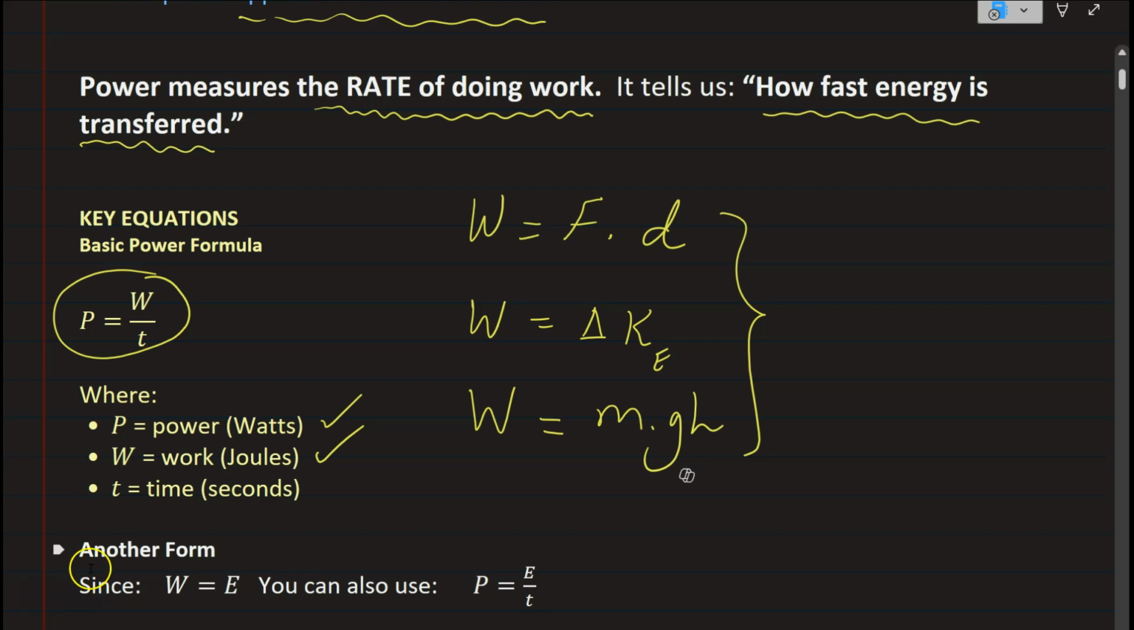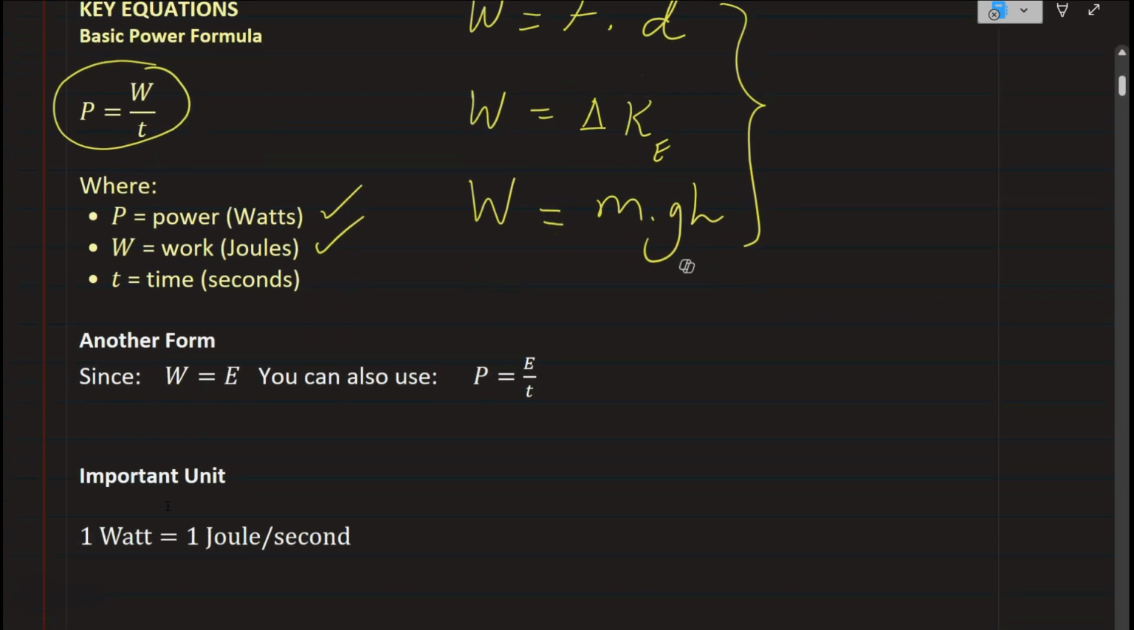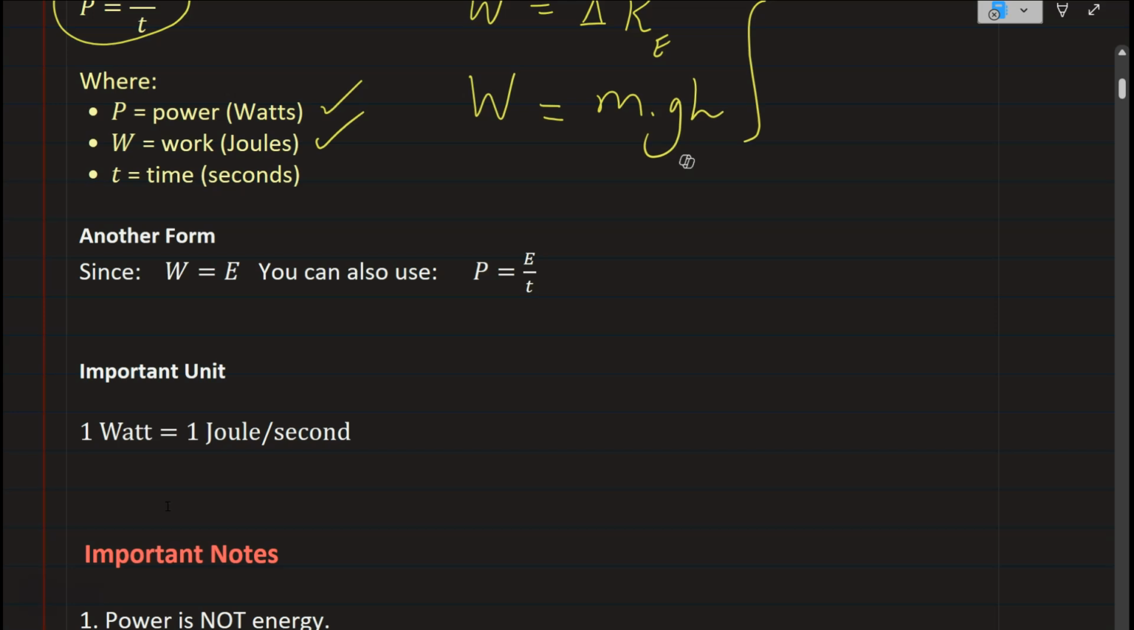Okay, here it is, and remember the units, they have to stay the same, and it is another form which is W equal to E. This E is your energy, so potential or kinetic energy, and remember it's interchangeable. We can use that, and I'm going to show you how to do that.